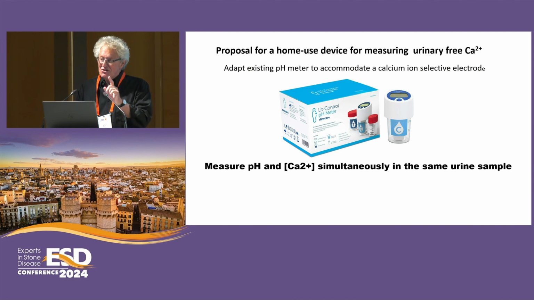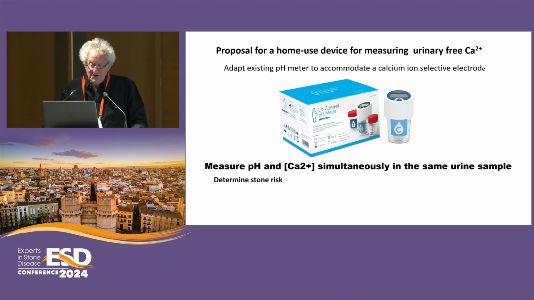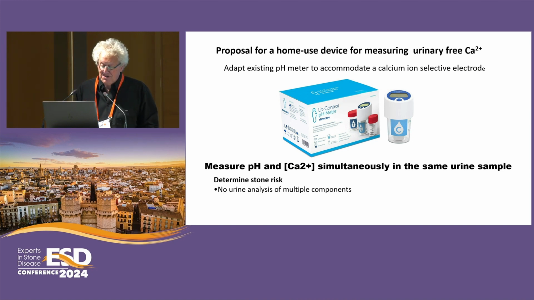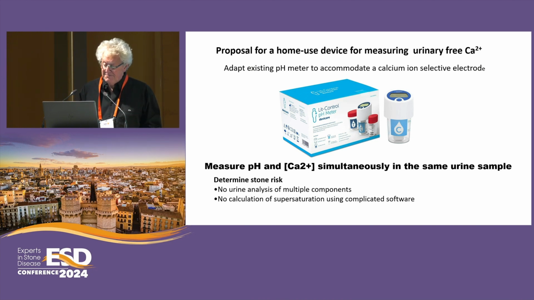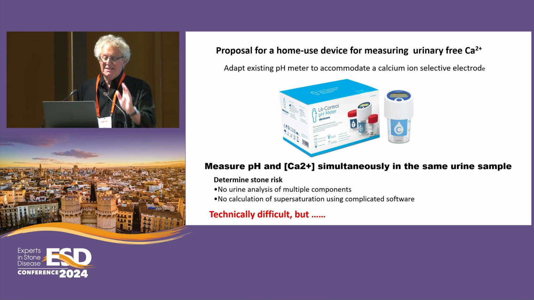Measure the pH, so here's the spin. Measure the pH and the free calcium simultaneously in the same urine sample and determine the stone risk. You've got two risk indicators that are closely related, the pH and the free calcium. Determine the stone risk. There's no urine analysis of multiple components that's required. There's no calculation of the supersaturation using complicated software. So the problem is it's technically difficult, but just do it.